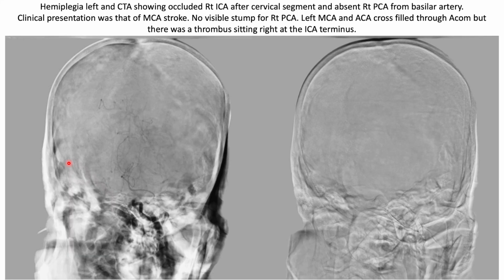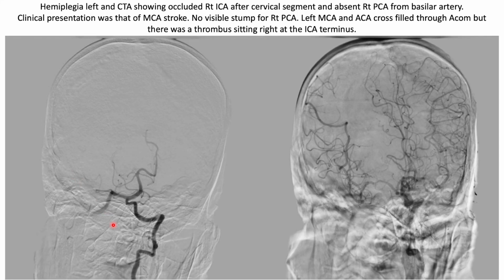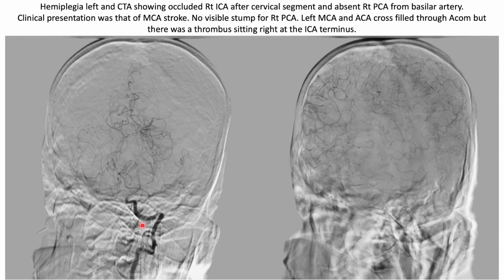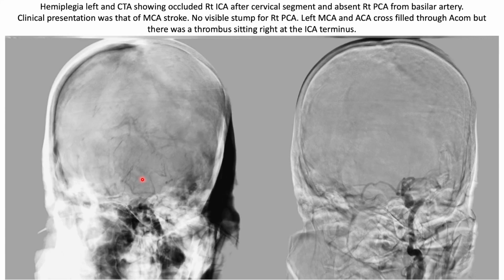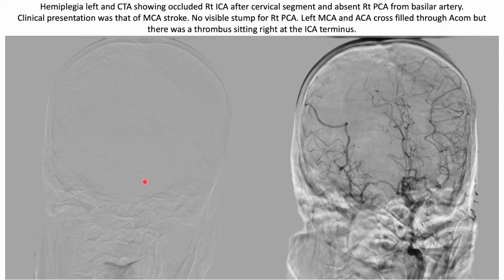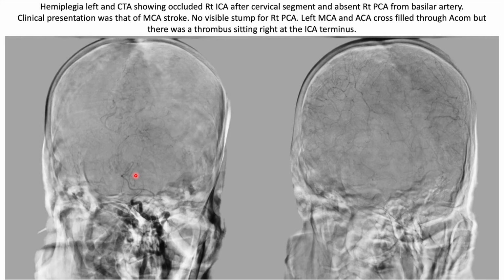Anyways, we went ahead with the angiogram for this patient, and here when first we did the vertebral shot, we looked at the posterior circulation, and you can clearly see that the basilar artery is giving off a left posterior cerebral artery, but here the right posterior cerebral is missing.